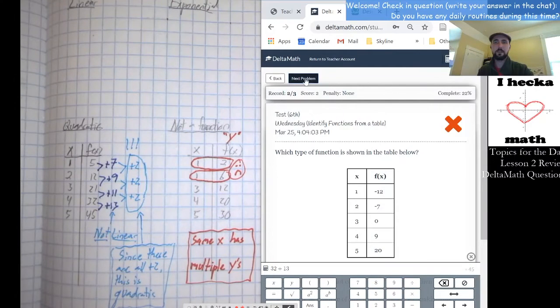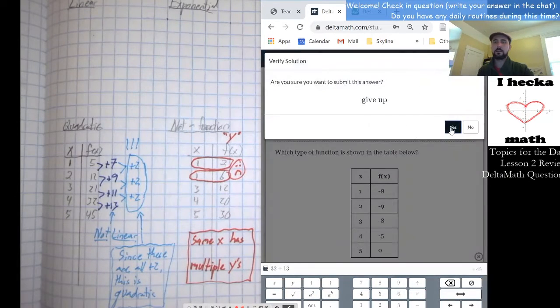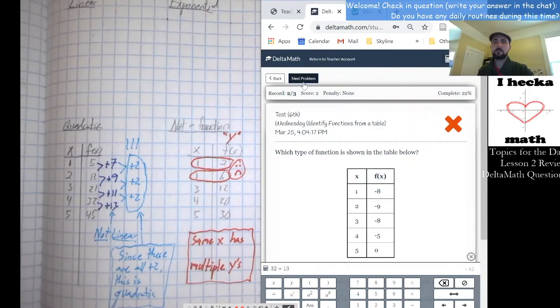But I would really like to find one that's not a parabola. This is a parabola too. I know it's a parabola because it goes up and then it goes down. Give me something that's not a parabola. Next problem. Thank you. All right.